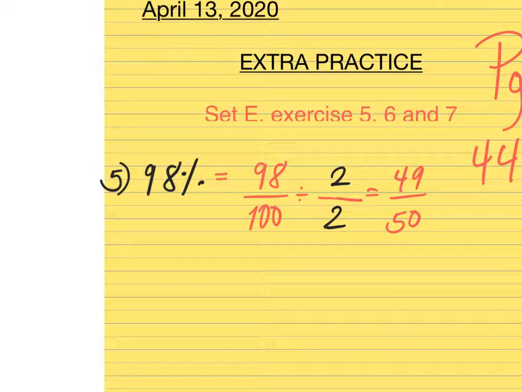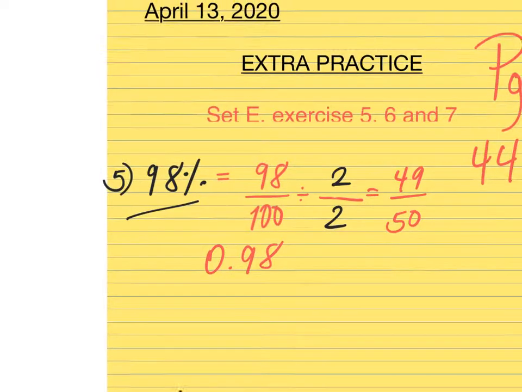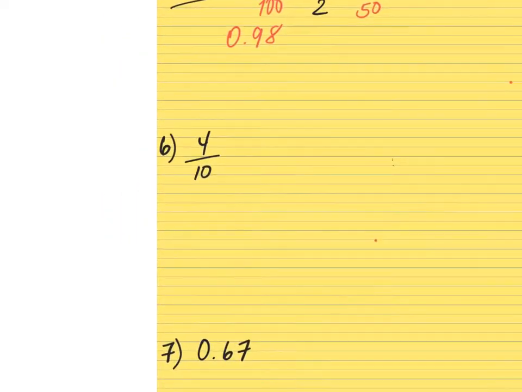If we continue to work, we know that 98% is easily written as 0.98. Don't forget this decimal, you read it as 98 hundredths. So it's a part of 100. Right, that's number 5.